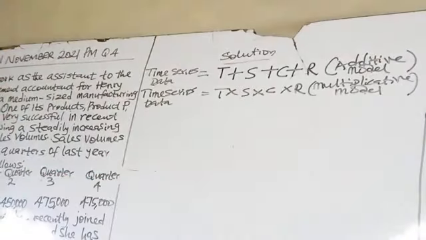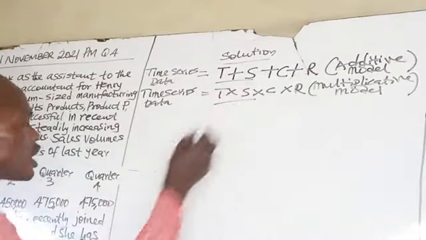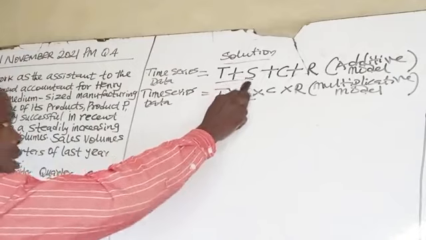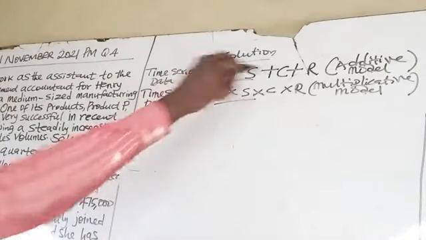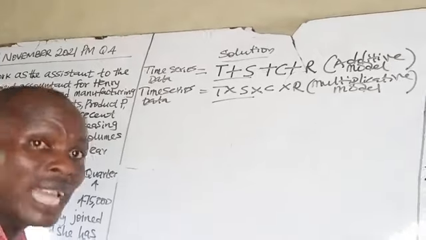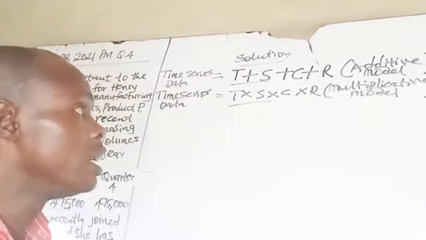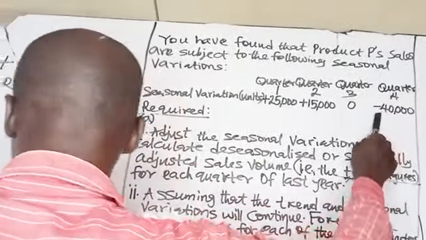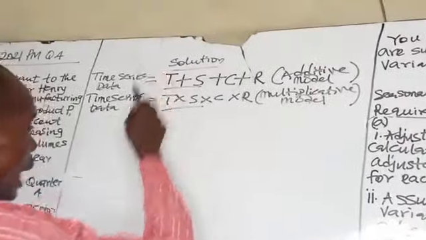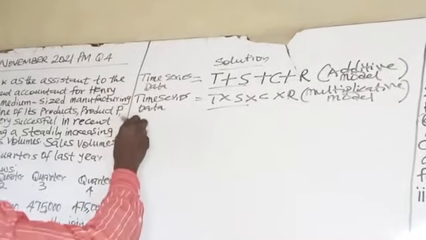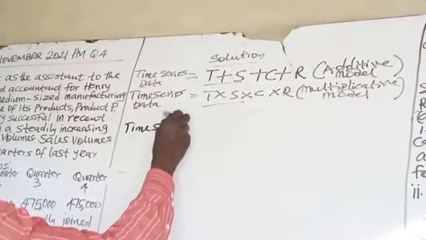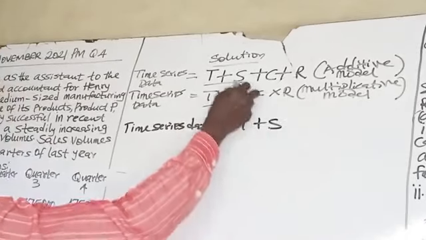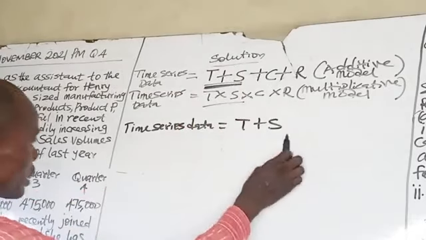Of these four variables, the first two are the most important. That is trend and seasonal variation. So, I've told you in this question, the additive model is most appropriate because the seasonal variations are given in plus or minus. So, in this case, you want to use the additive model. So, time series data equals T plus S. These two are the most important, so you have T plus S.